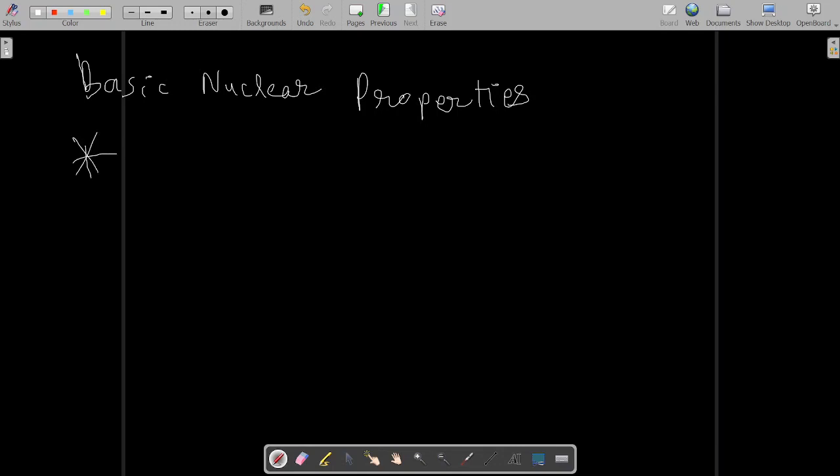Now we will learn about basic nuclear properties. We will start from the very basic, which is the basic nuclear properties. Okay, so put the heading basic nuclear properties. So what are the basic nuclear properties which we are going to learn? We are going to learn about the nuclear size.